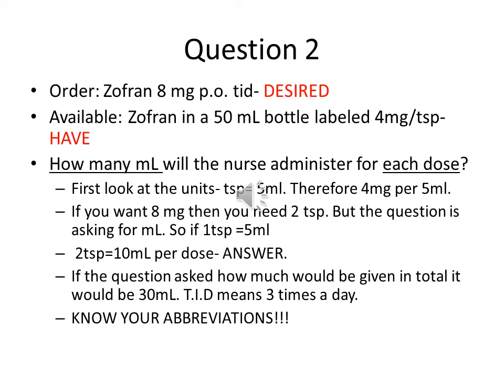So if they're asking for 8 milligrams and you know that there's 4 milligrams per teaspoon, then you know that you need 2 teaspoons. Okay, so if you need 2 teaspoons, you convert that to milliliters, and that would be 10 milliliters. That is your answer.